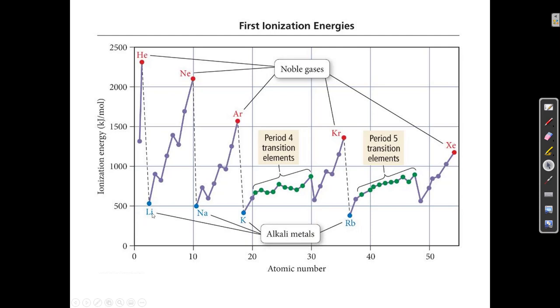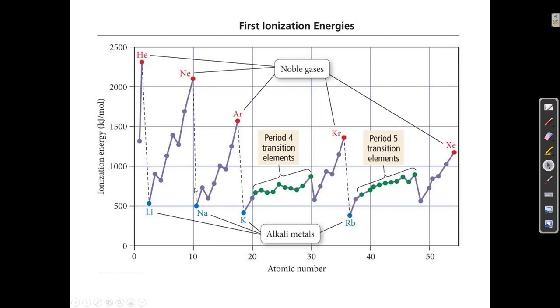How many valence electrons does lithium have? 1. If we remove the 1 valence electron from lithium, then underneath it has 2 electrons and it looks just like helium. That's why lithium is often an Li plus cation. It loses 1 electron, looks like helium.